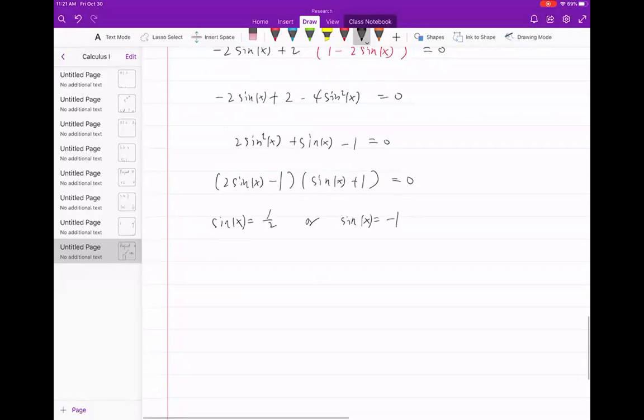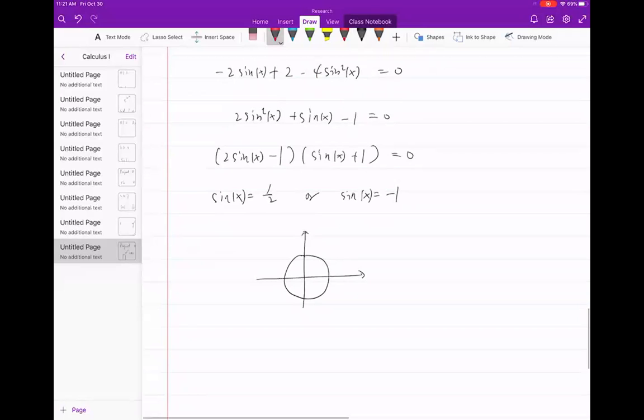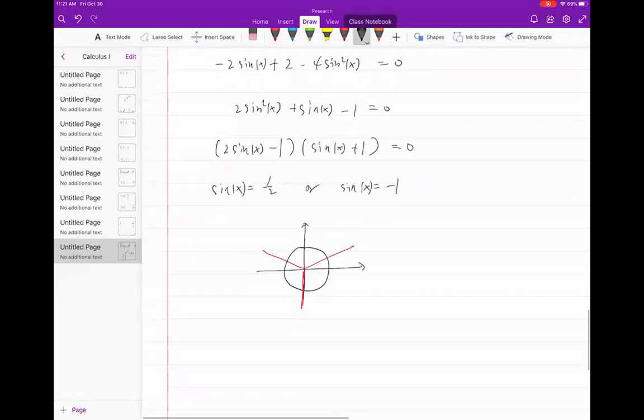Draw the unit circle. -1 is here. 1/2 is here and here. You are only looking for 0 to pi over 2. So the only solution out of this will be x equals pi over 6. So 3 points: pi over 6, 0, and pi over 2.